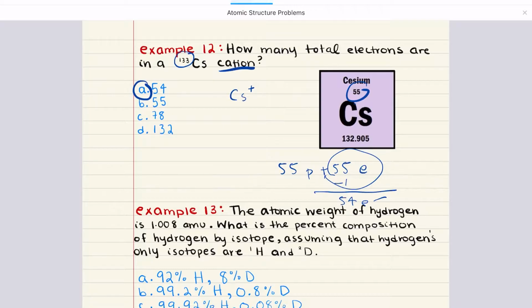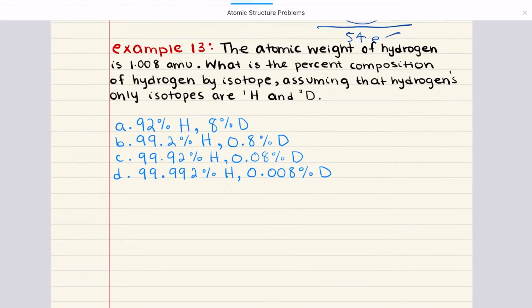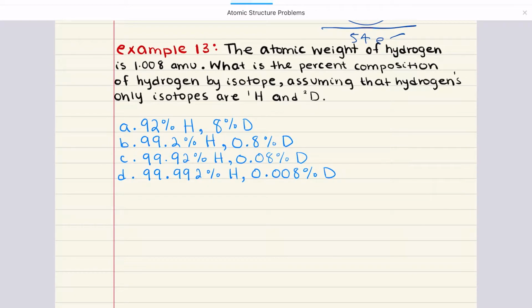Wonderful. Let's move on to problem 13. Problem 13 says the atomic weight of hydrogen is 1.008 AMU. What is the percent composition of hydrogen by isotope, assuming that hydrogen's only isotopes are hydrogen and deuterium? Hydrogen has one proton and one electron. Deuterium has one proton, one electron, and one neutron.